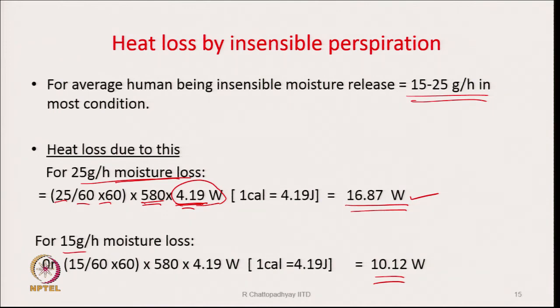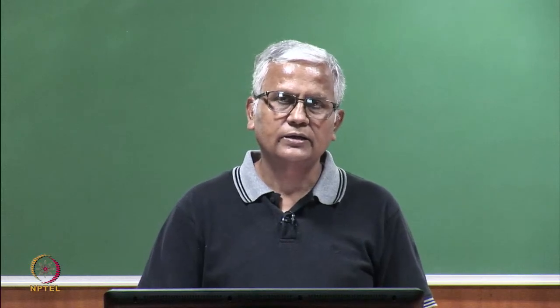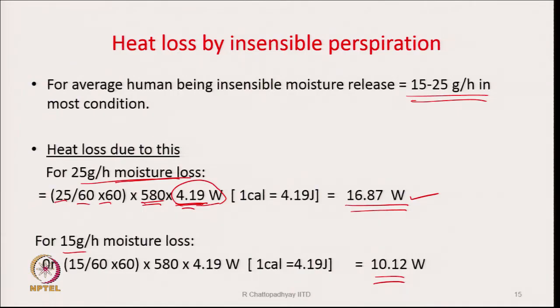In a certain activity we may be generating heat to the extent of 200 watts or 150 watts or 300 watts, all depending upon the nature of the activity. So, the loss through insensible perspiration is not really very high.